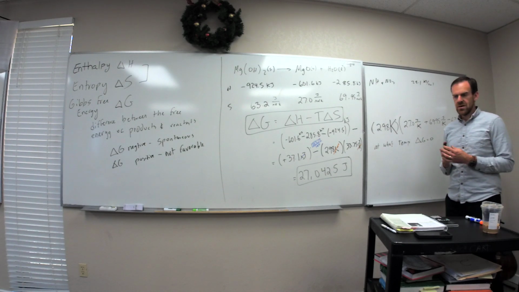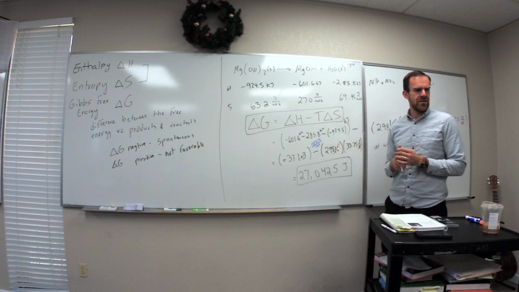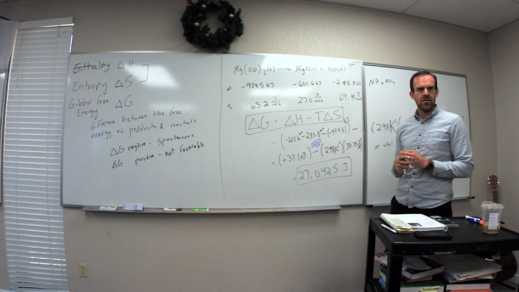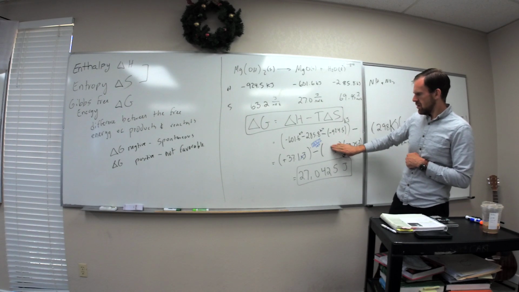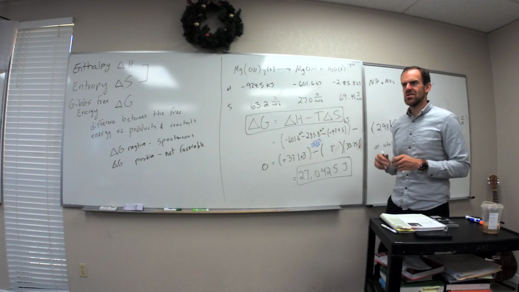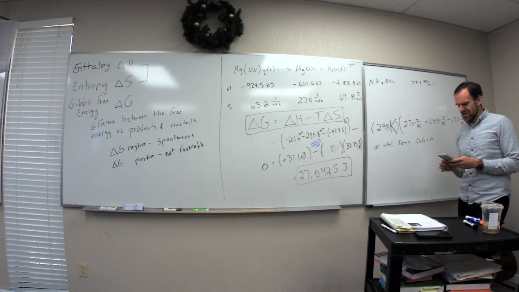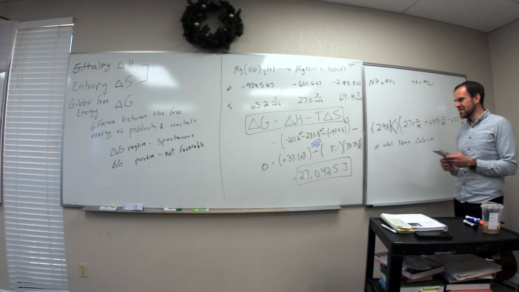So instead of putting 298 here, you're going to put what? Just T. Set this equal to 0 and solve. Go ahead. Solve the equation. This is basic algebra. You got this.